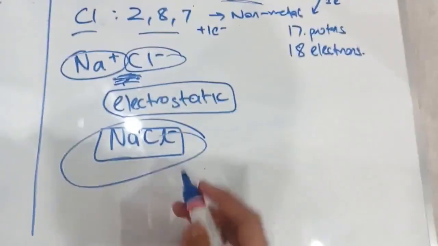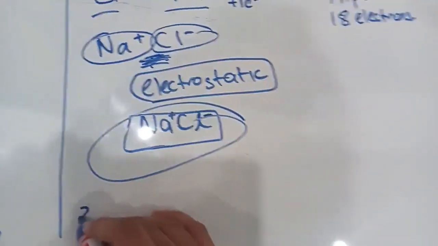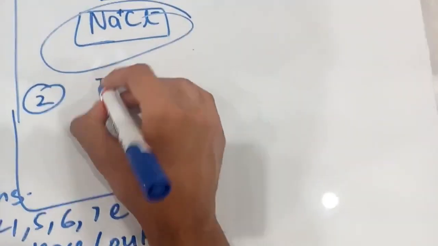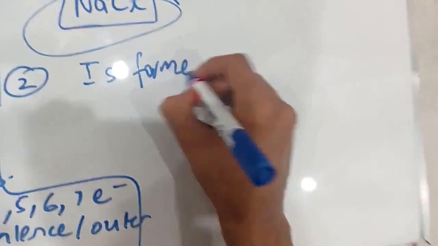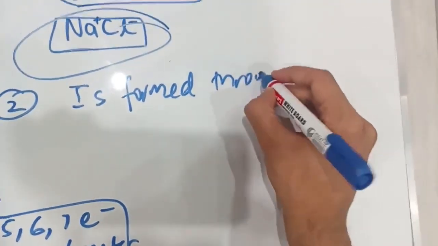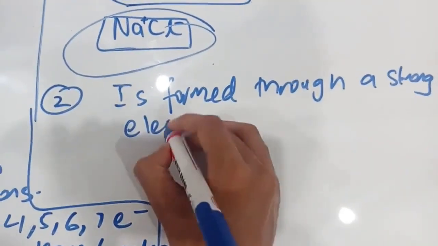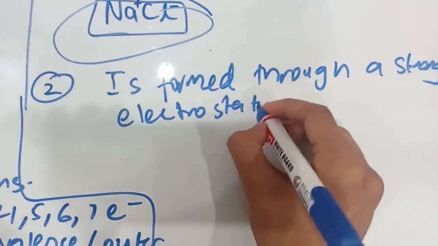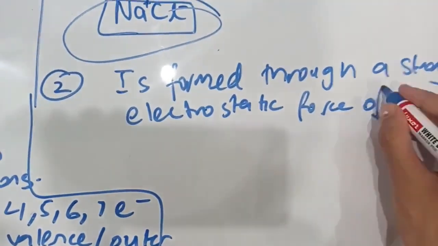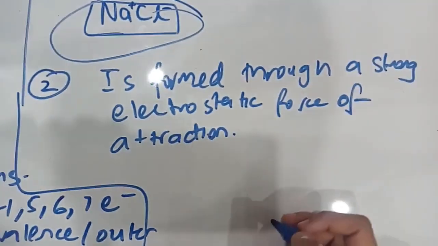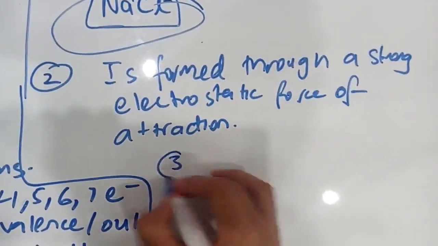Now, another key thing. We talked about this, so that was our first point. Since we talked about this attraction, let's write a key point on that as well. Point 2: ionic bonds are formed through a strong electrostatic force of attraction. Okay, that's it.